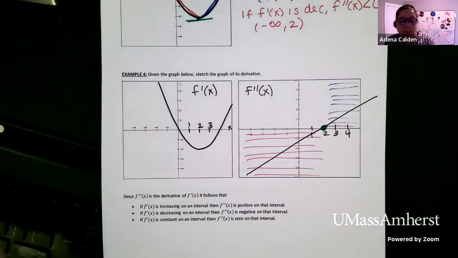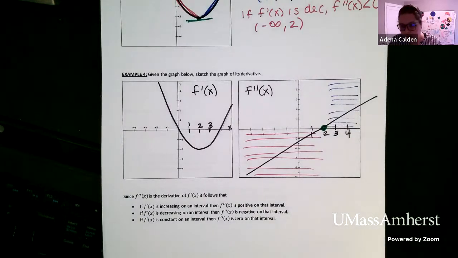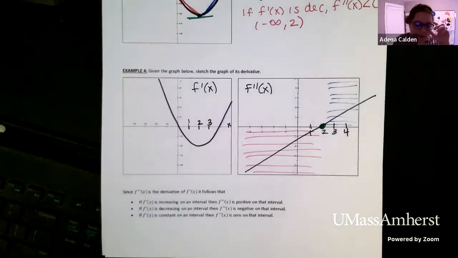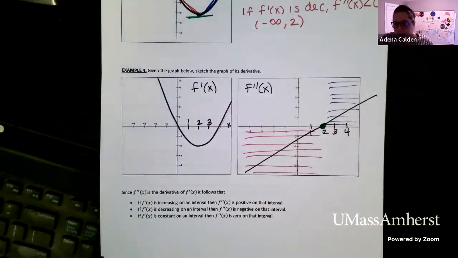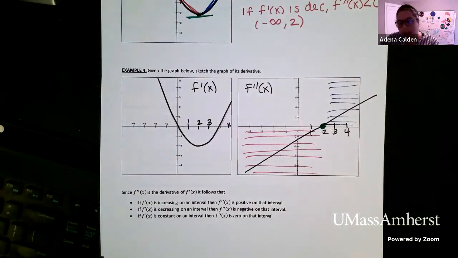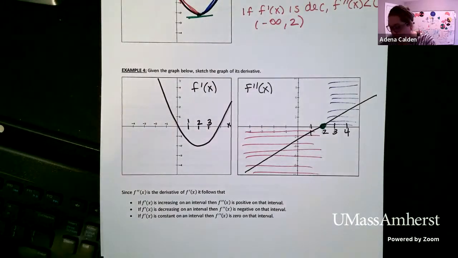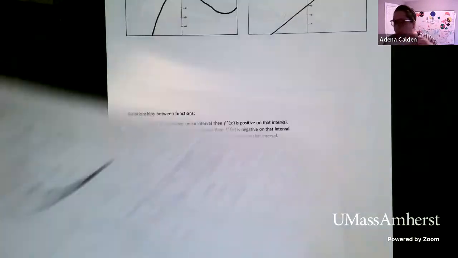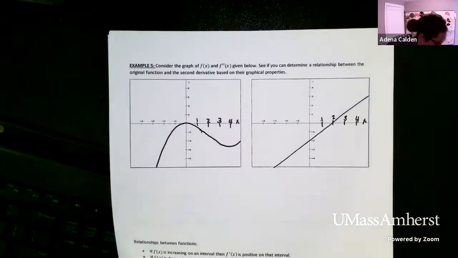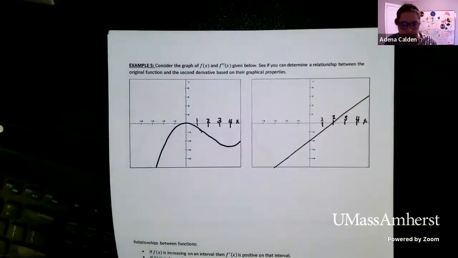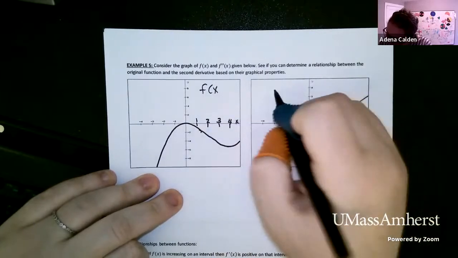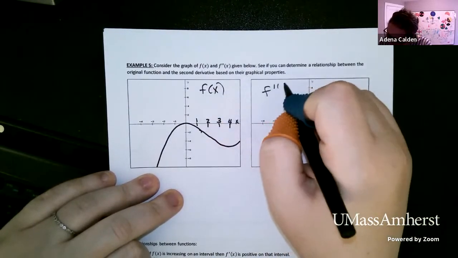So we now have relationships between the original and the first derivative, and the first derivative and the second derivative, right? That's what we were doing here. What we don't have yet, however, is what the relationship between the original function and the second derivative is going to look like. So, as a reminder of what our picture looks like here, our original function looked like this, and our second derivative looks like this.